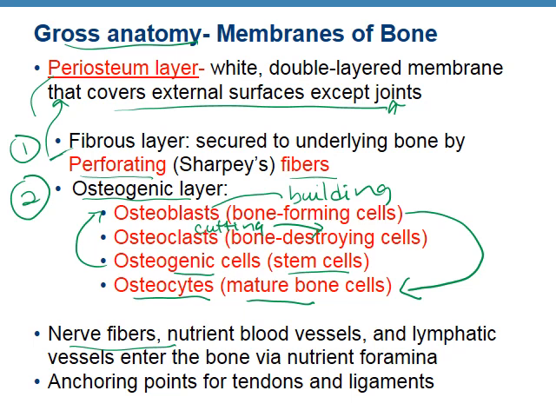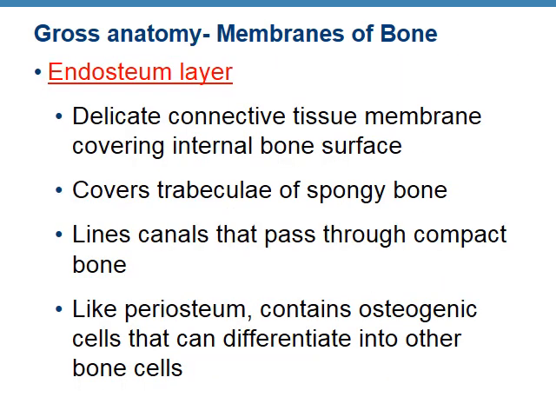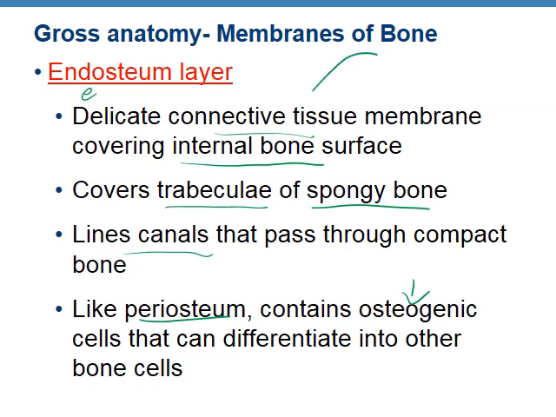We're going to see the nerves and the blood vessels enter through holes or foramina in the periosteum layer. There's also an endosteum or an inner layer. This is connective tissue covering the internal bone surface. It's going to line the canals. It's going to cover the trabeculae of the spongy bone. Like the periosteum, it also has osteogenic cells that can differentiate into other bone cells. So basically you have an outer layer and you have an inner layer, and both of these have cells that can cause bone growth, right? That can create osteoblasts, which then turn into osteocytes, which we'll cover in just a few minutes.